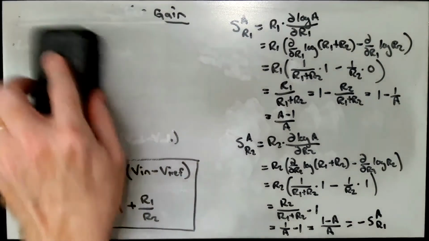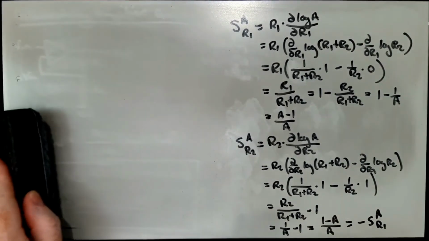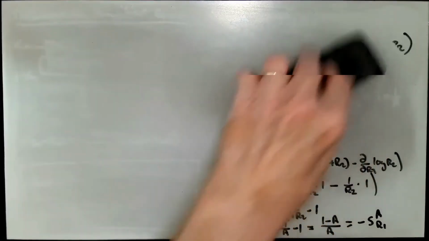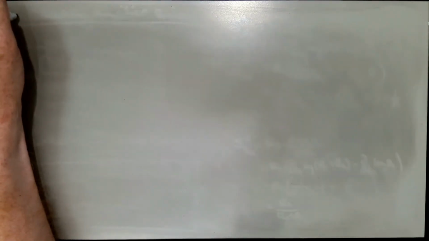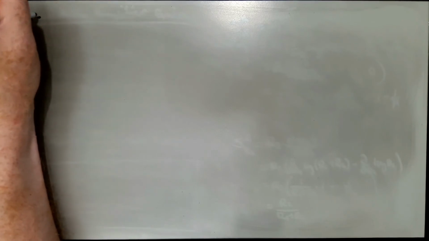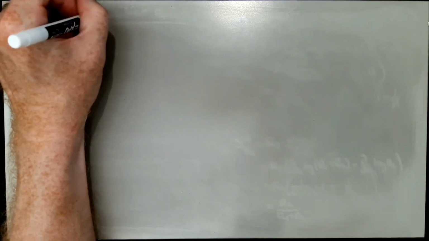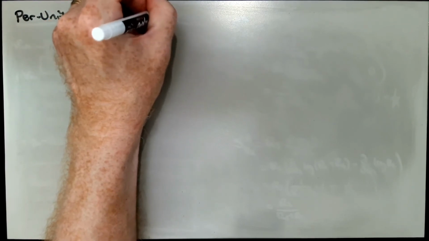Okay, so if we're interested in looking at tolerances, how the tolerances of our components combine to form the tolerance on some parameter, we can be thinking about one of two different things. So how do per unit sensitivity and tolerances combine?